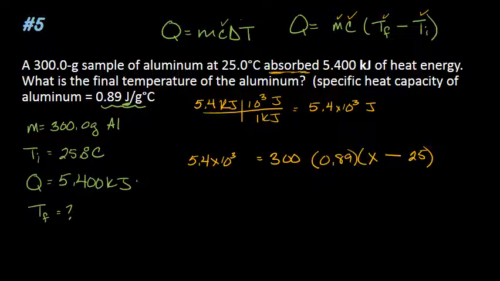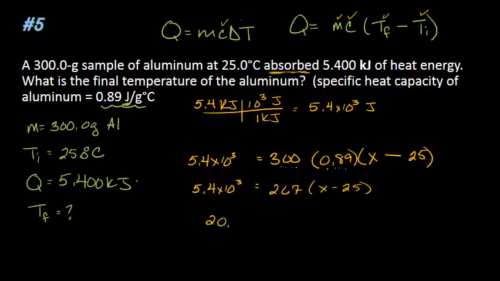The first thing you're going to want to do then is combine your like terms. So bring this down, 5.4 times 10 to the third equals, I'm going to multiply this number and this number together. So we end up with 267 times x minus 25. A lot of people want to distribute at this point, and you can do that. It'll just cost you one extra step. I would rather divide each side by 267.